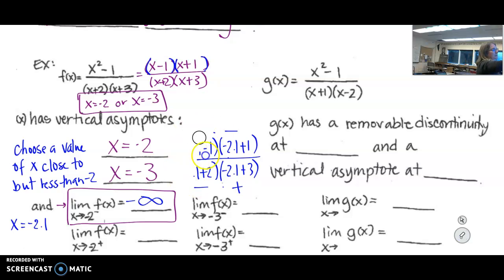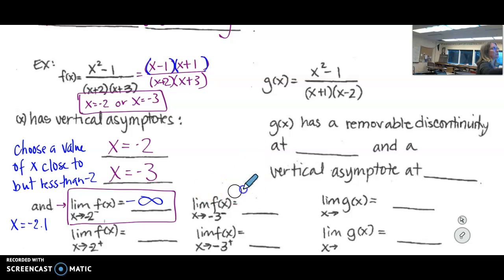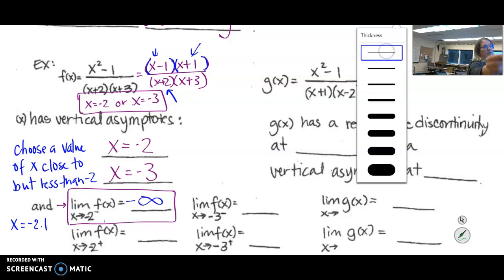So you don't need to actually plug it in. What you want to do is just think about, if I did plug in -2.1 here, that x minus 1 would be a negative, and this right here would be another negative, and then -2.1 plus 2 is a negative, and then we have a positive. A negative times a negative divided by a negative times a positive is going to result in a negative. All right, so now we're going to do the same thing, but we're going to look at what happens.